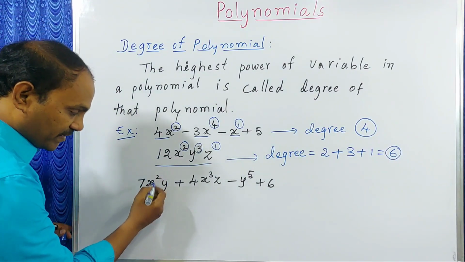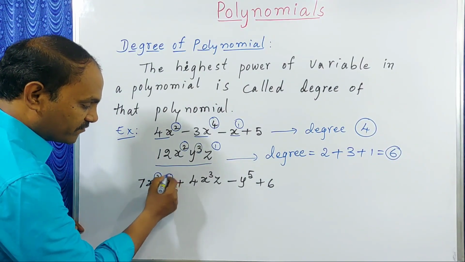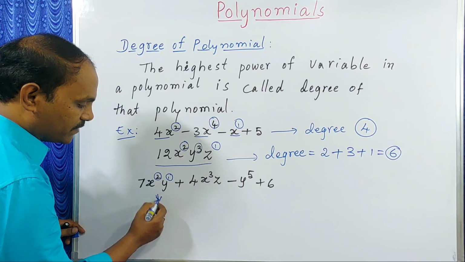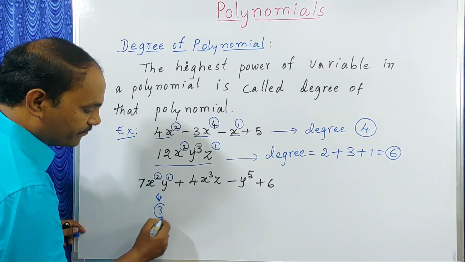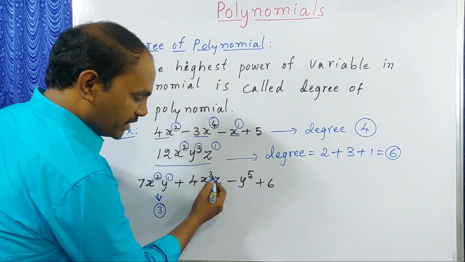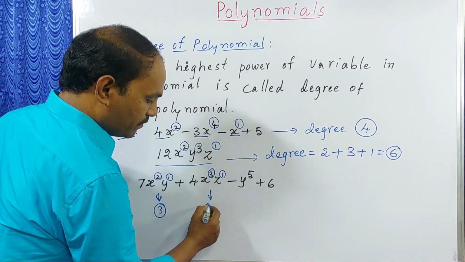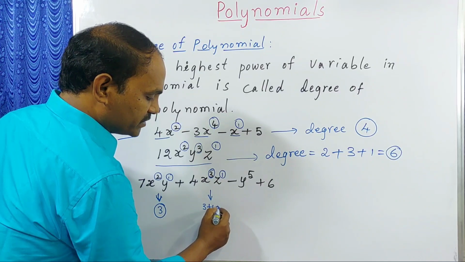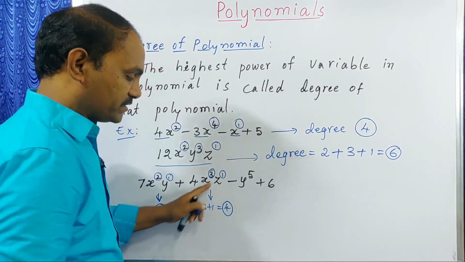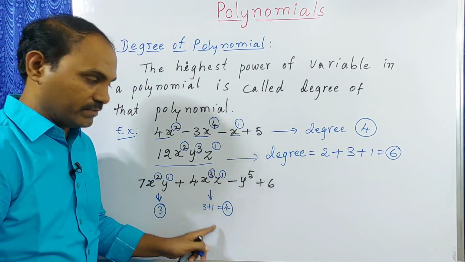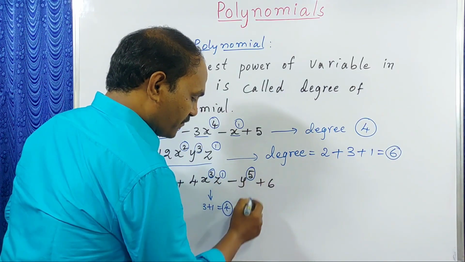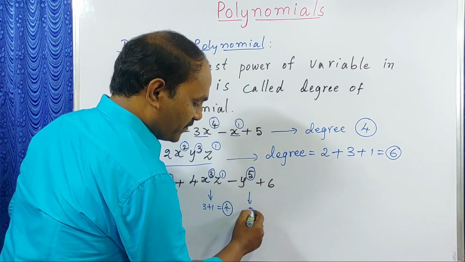For example, this one here 2, nothing means 1. Degree of this first term is 3. And here 3, here nothing means 1. Then 3 plus 1 is equal to 4. Here degree is 4 for second term. In third term, degree is 5 here. Exponent is 5, that's why.